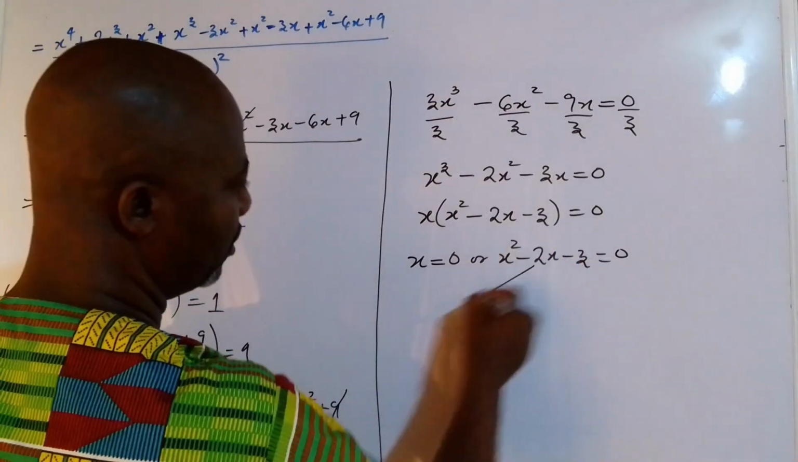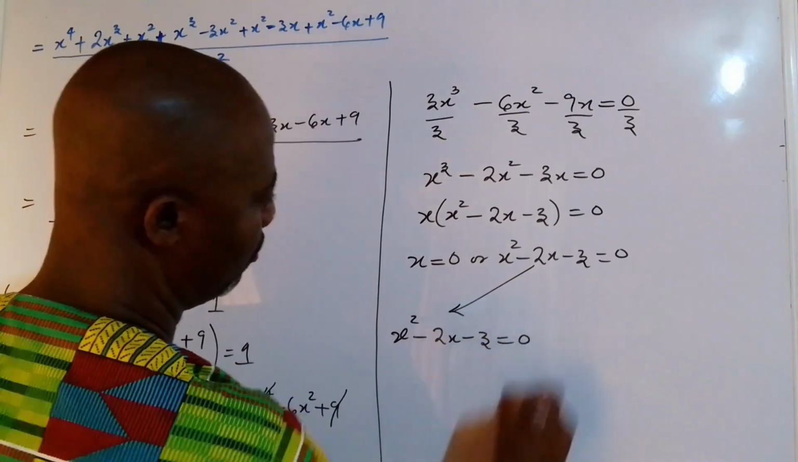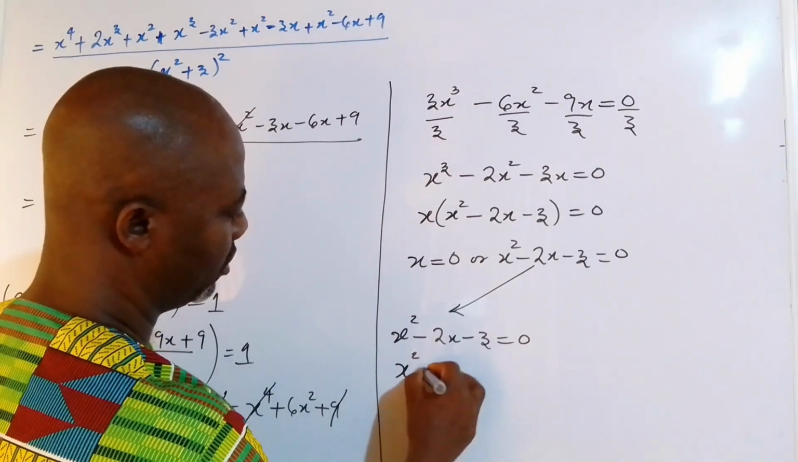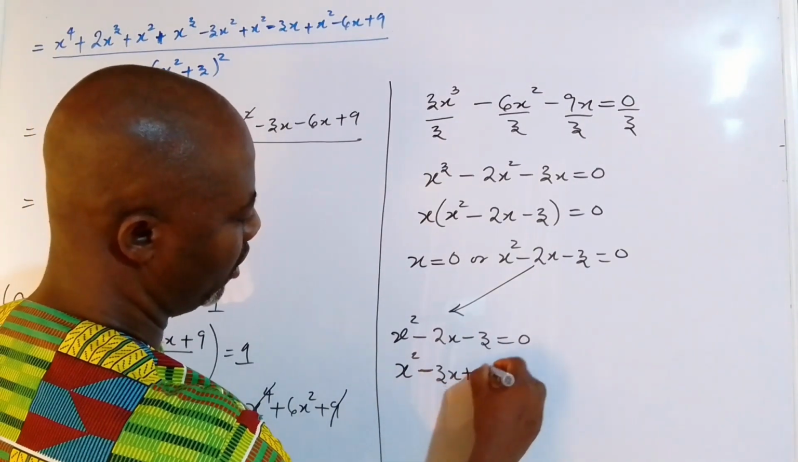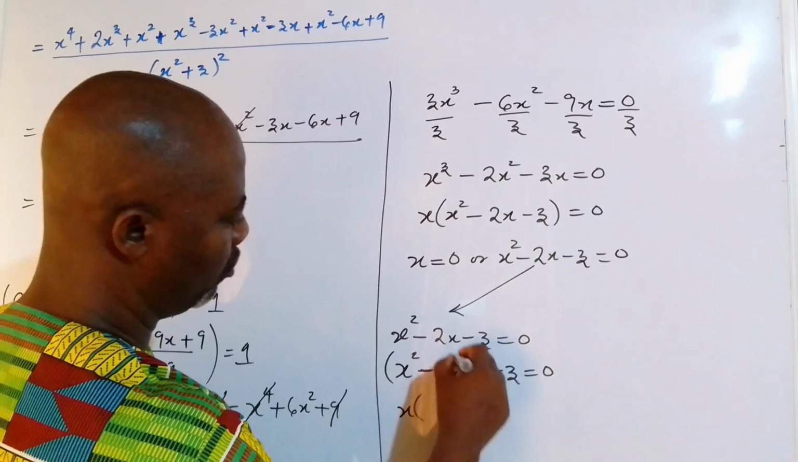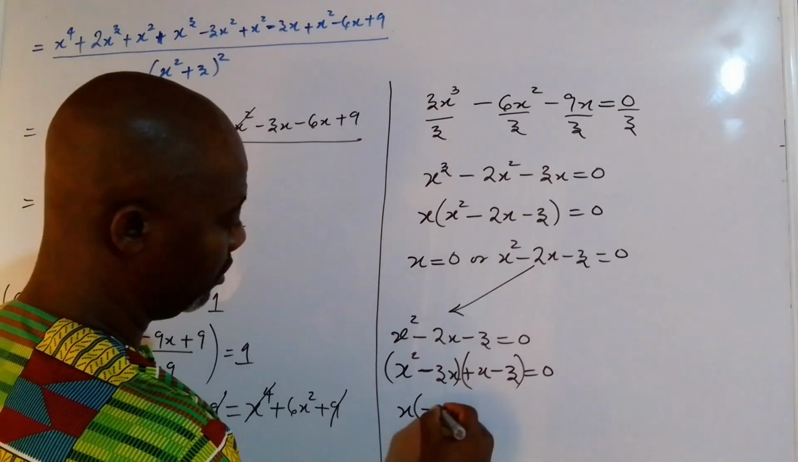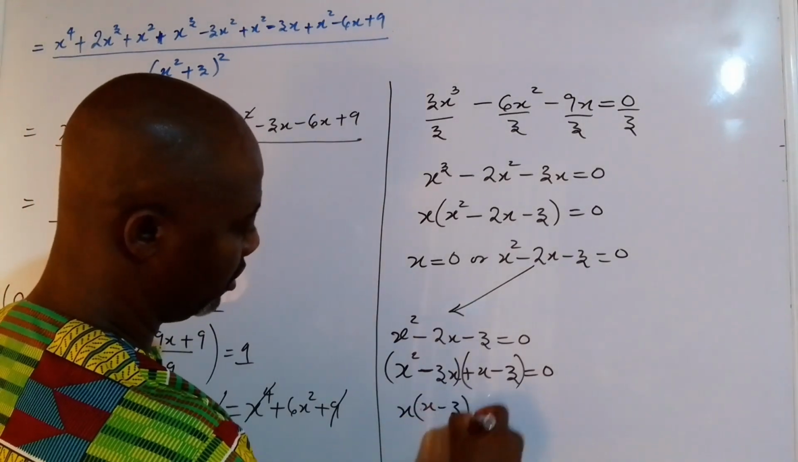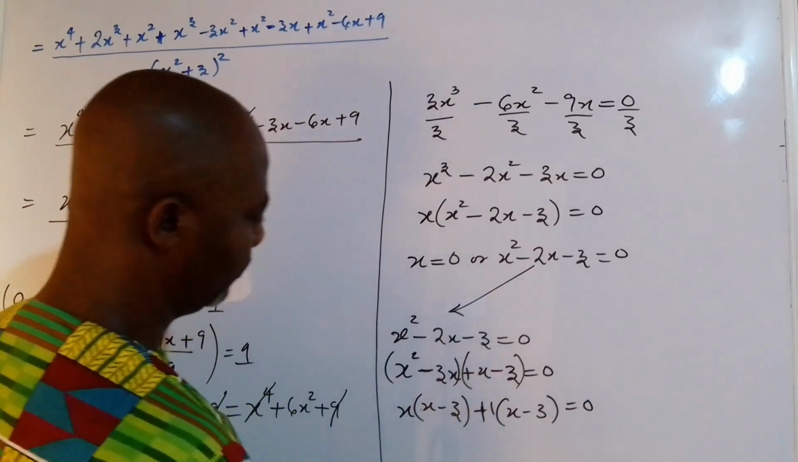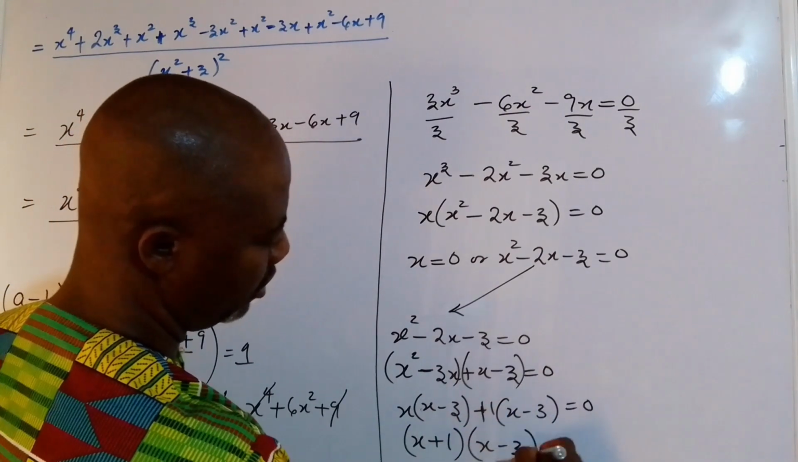So let's solve this now. x squared minus 2x minus 3 equal to 0. That will give us x squared minus 3x plus x minus 3 equal to 0. Once we group and factorize, we have x into x minus 3 plus 1 into x minus 3 equal to 0. So x plus 1 times x minus 3 equal to 0.